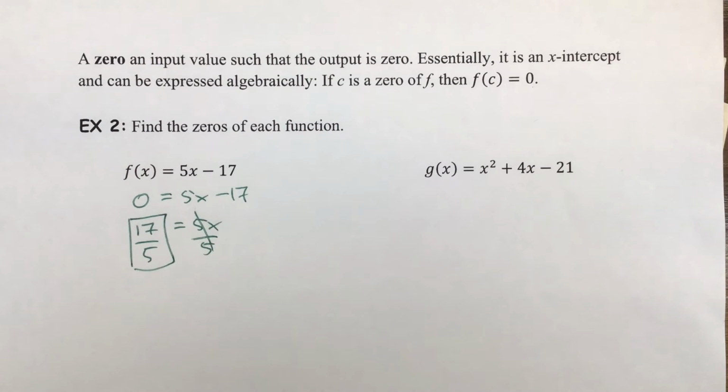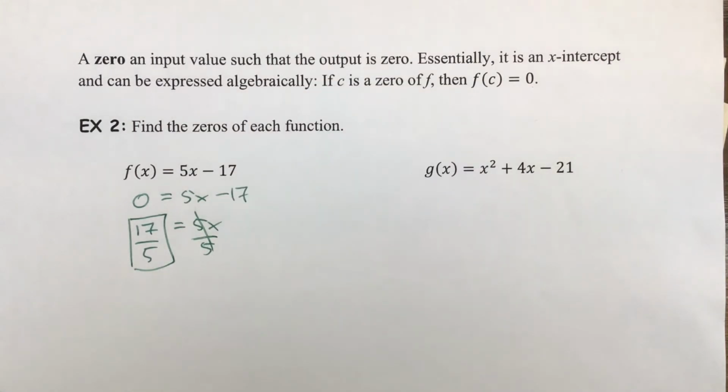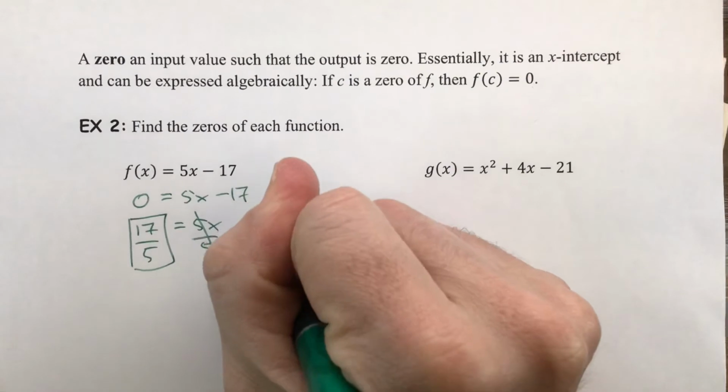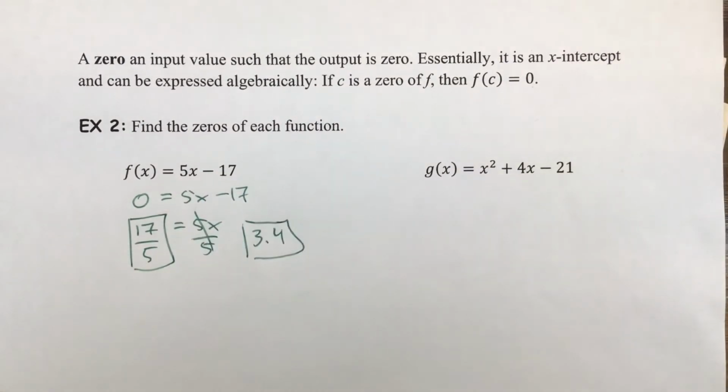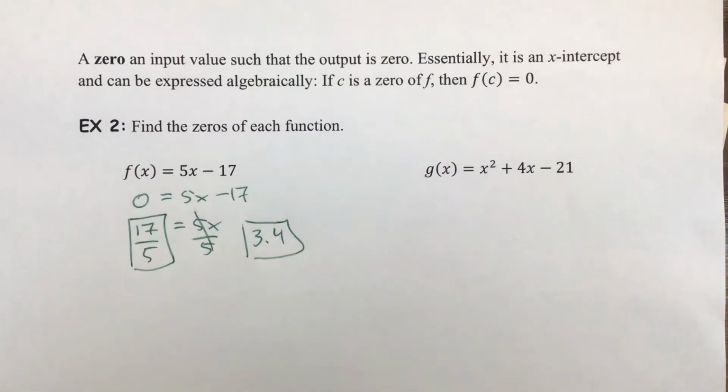You can evaluate that as a decimal if you want. 17 divided by 5 is 3.4. So you could also describe the 0 as 3.4. Both are acceptable. The point is that they're both numbers that when plugged in for the x, the whole thing becomes a 0. Hence, it's called a 0.